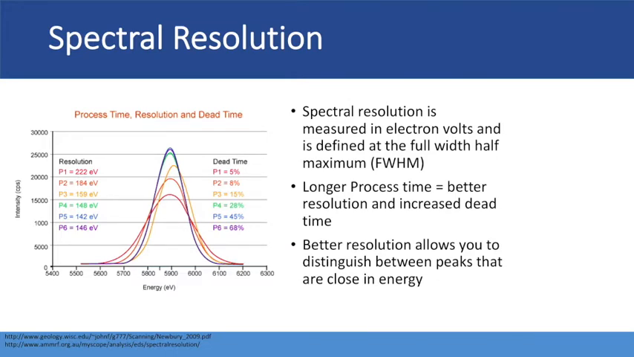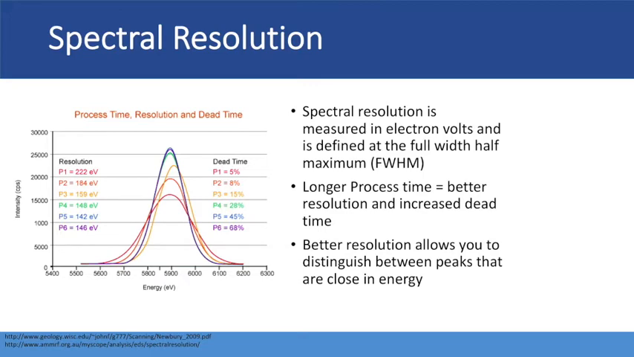The longer the process time, the better the resolution will be, the narrower the peaks, and the lower the noise. In the diagram above, P1 is the shortest processing time, while P6 is the longest. Note that the longer the processing time, the greater the dead times, but the better the resolution. Overall, it is by selecting different processing times that it is possible to reduce differing amounts of noise. When the noise is minimized, the resolution of the peaks displayed in the spectrum is improved, and it becomes easier to distinguish between peaks that may be very close in energy.